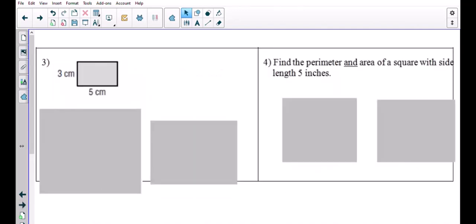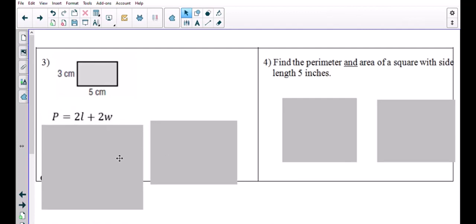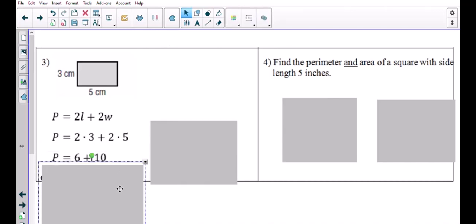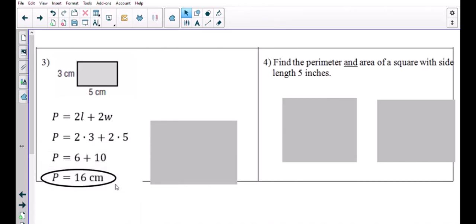All right, let's take a look at question number 3. So for number 3, we have dimensions 3 and 5. So for the perimeter, 2L plus 2W. I replaced L with 3 and W with 5. Again, it doesn't really matter. 2 times 3 is 6. 2 times 5 is 10. 6 plus 10 gets us a perimeter of 16 centimeters.